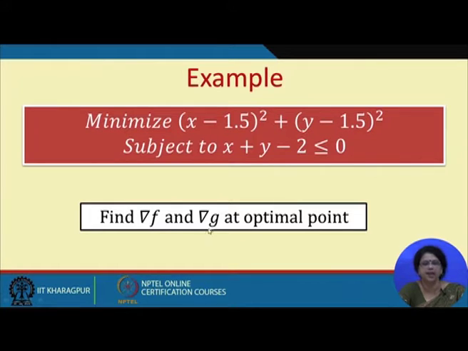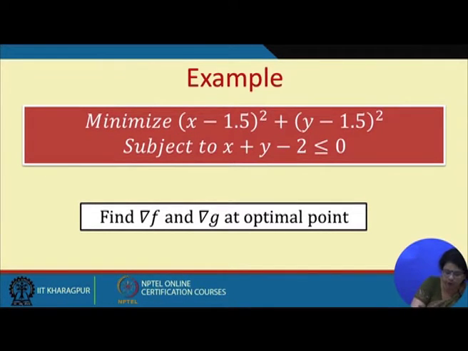Now with this idea, let us go through a series of examples one by one. I will solve a few for you and a few I will give you for your assignment. There is a nonlinear programming problem: minimize (x minus 0.5) square plus (y minus 1.5) square, subject to x plus y minus 2 less than or equal to 0. We have to find the grad f direction and grad g direction at the optimal point. Now, let us start working on it.